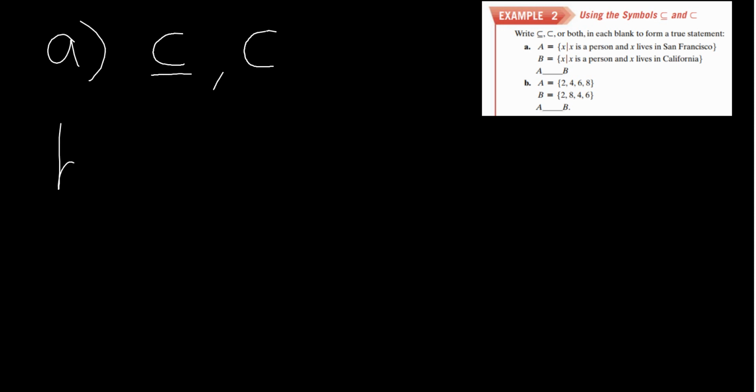And B, so set A is 2468 and set B is also 2468, just rearranged, 2846. Okay, so the only symbol we can use here is this symbol because they are equal to one another. We can only use the subset symbol because again, a set can be a subset of itself if it's the exact same set. That's the only symbol that we can use there.